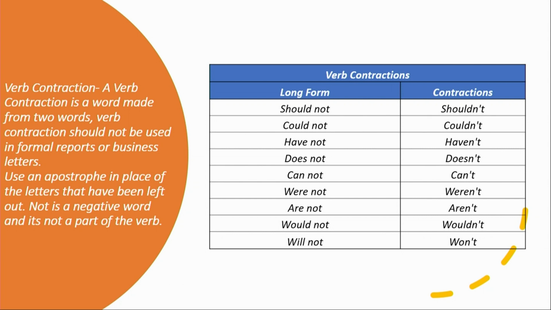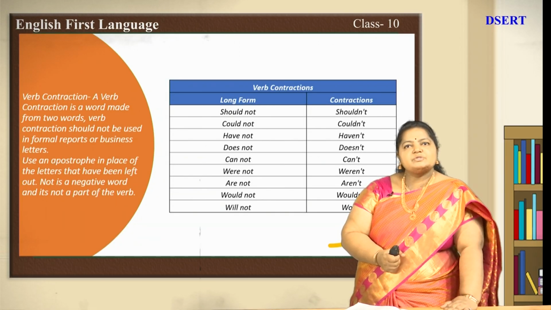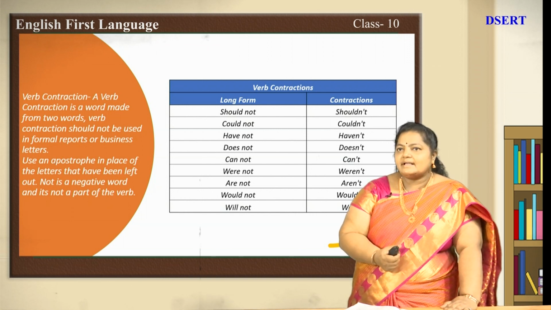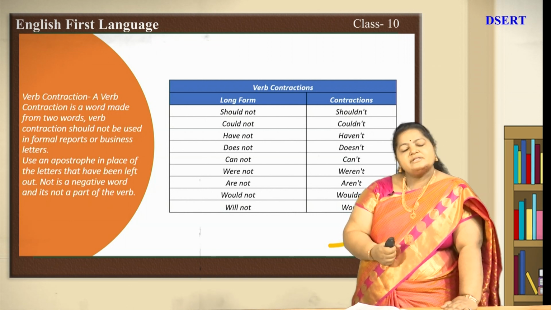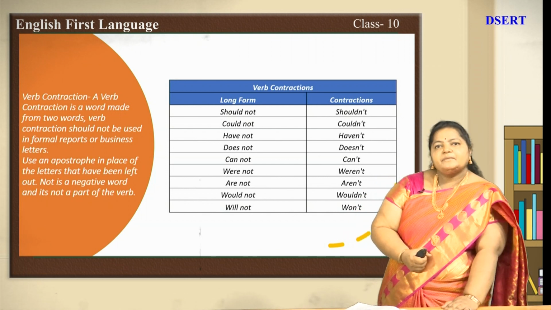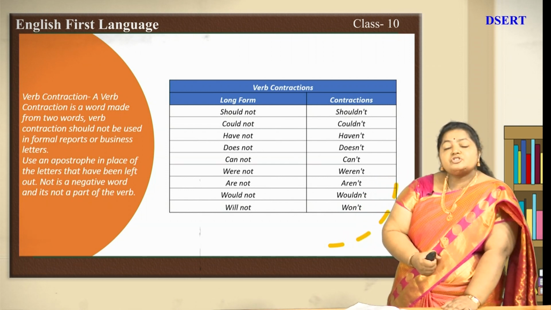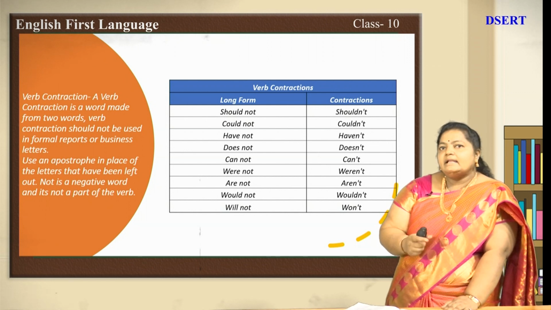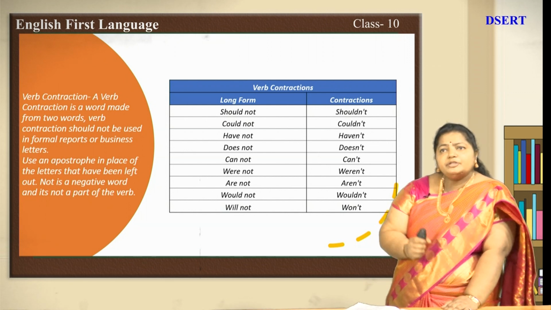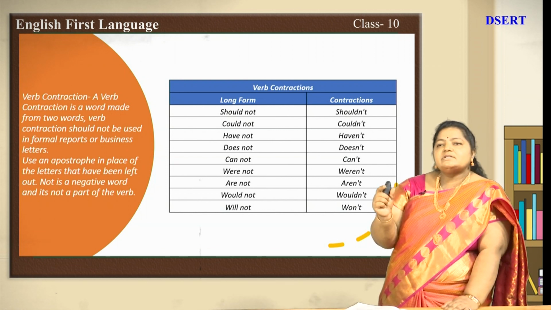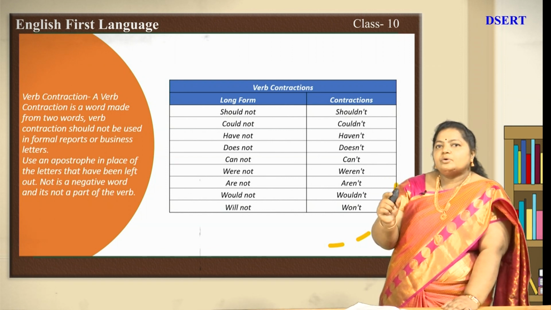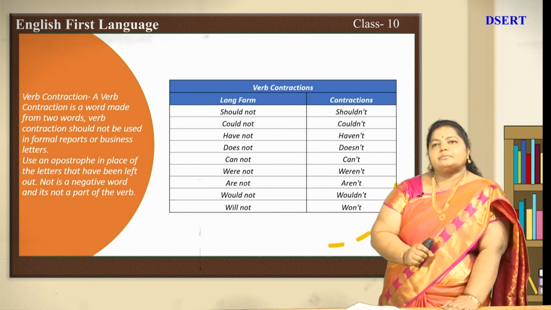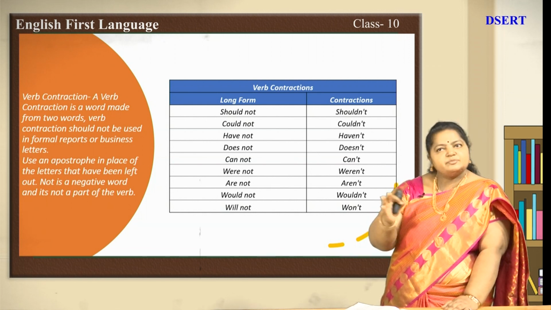Contractions should not be used in formal reports. Keep in mind, contractions should never be used in formal reports or business letters. They can only be spoken. Use an apostrophe in place of the letters that have been left out. One more thing to remember is that the word not is a negative word, so it cannot be part of your verb. It has to be spelled out separately.